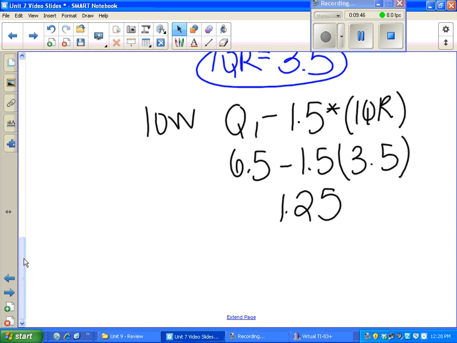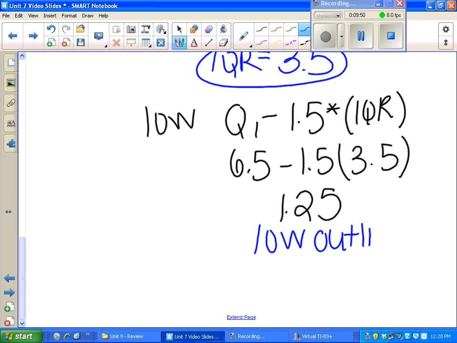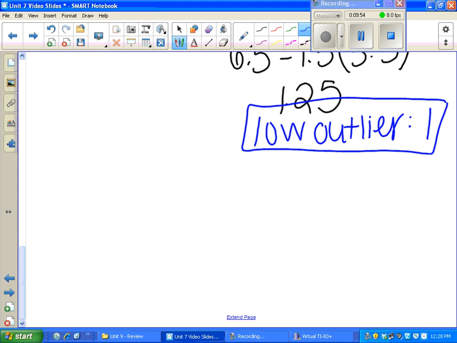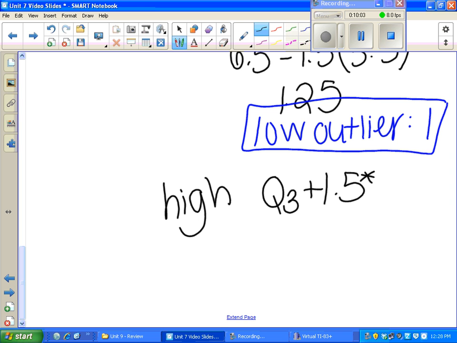Our low outlier is 1. Sometimes you have one outlier, sometimes you have none, sometimes you have many. In this case, our low outlier is 1. So let's do a test for our high outliers. The high outlier formula is Q3 plus 1.5 times your IQR.